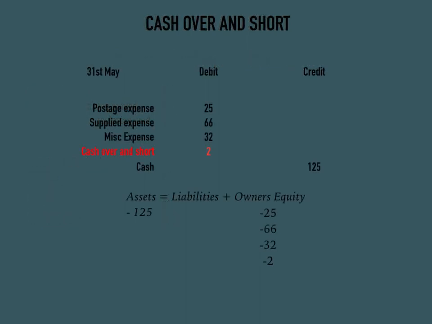Thus, in the following journal entry, the cash over and short account is debited in order to increase expenses so that it matches the amount of cash needed to replenish the fund, while the cash account is credited in order to decrease the amount of cash.